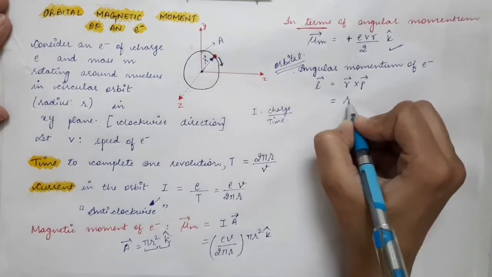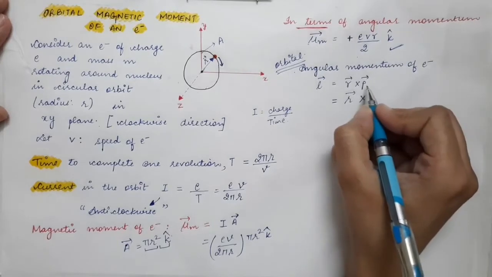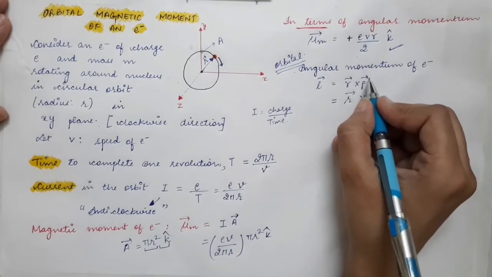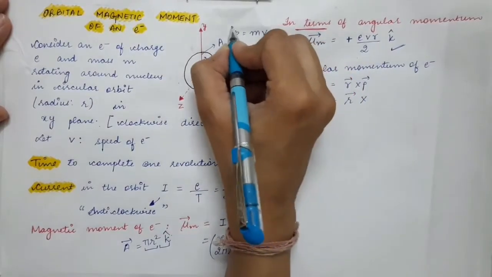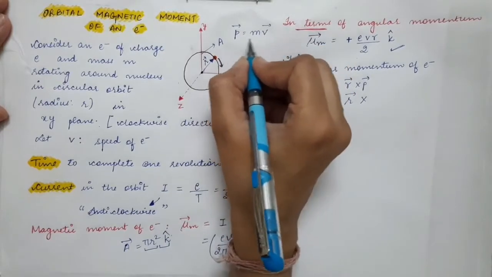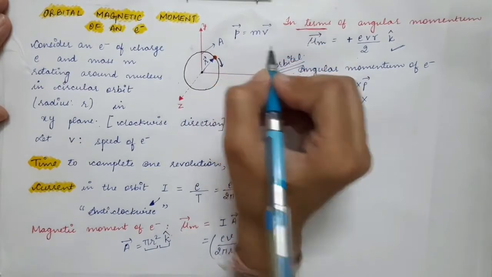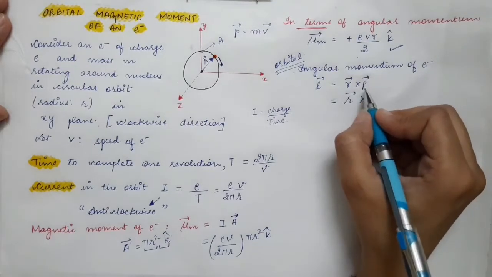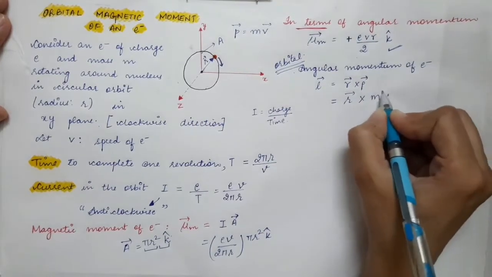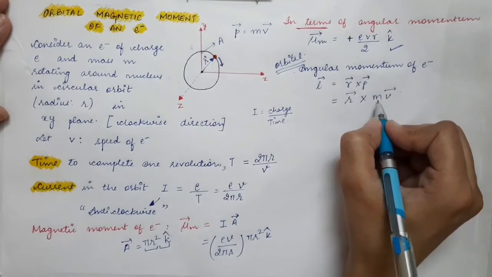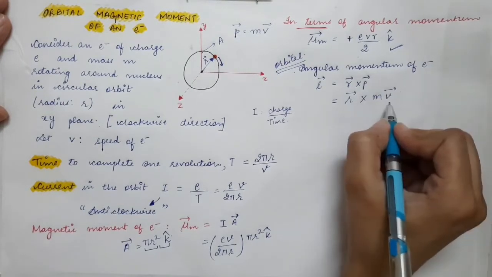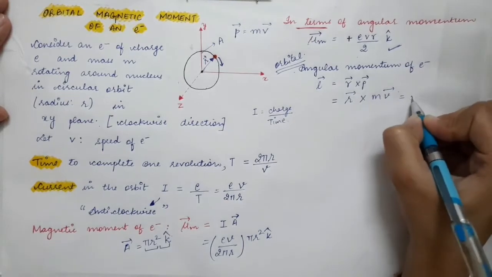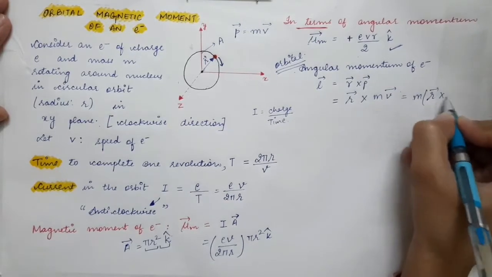So you can write it as r vector cross product with the momentum vector, the linear momentum vector, and linear momentum has its formula equal to m into v, and in vector form p vector is equal to m times v vector. So this linear momentum vector can be written as m times v vector, and this m is the mass of the electron, so this can be taken outside the cross product. So this can be written as m times r cross v vector.